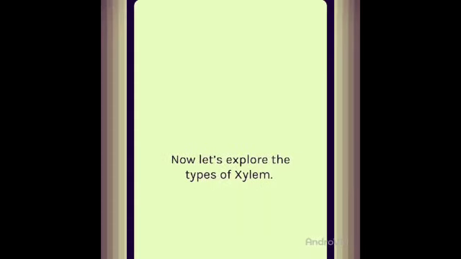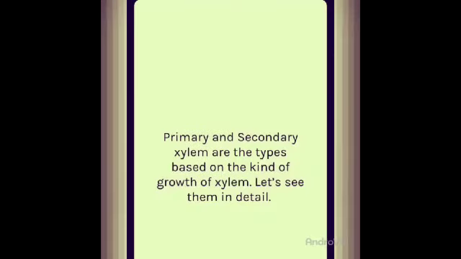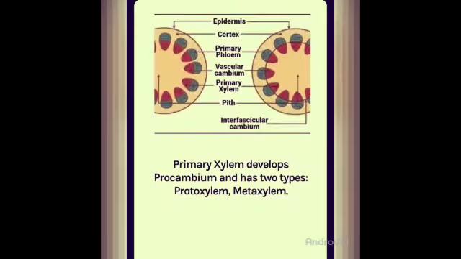Now let's explore the types of xylem. Primary and secondary xylem are the types based on the kind of growth of xylem. Let's see it in detail. Primary xylem develops from procambium and has two types, protoxylem and metaxylem.